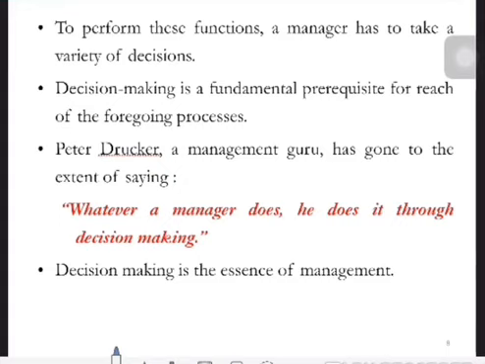So Drucker, the father of management or management guru, has gone to the extent of saying whatever a manager does, he does it through decision making. Whether a manager is doing planning, organizing, staffing, leading or controlling, he does it through decision making. So decision making is the essence of management, we can say that.